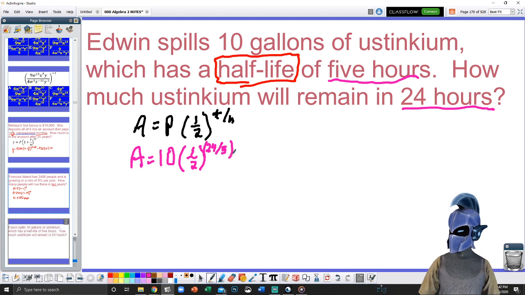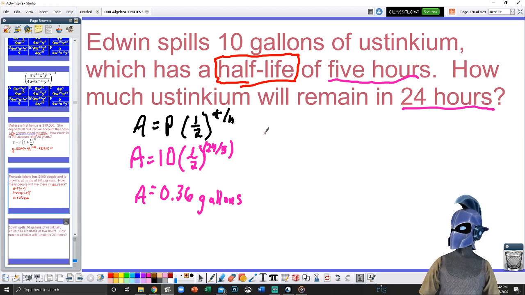So in your calculator, you're typing 10, parentheses, 1/2, and you can use the fraction button if you want a fraction answer. Otherwise, probably a decimal would be making more sense here. So you could do 1 divided by 2 in your calculator. And then exponent key, and then 24 divided by 5. End the parentheses, and you should get 0.36-ish. And this was in gallons, so I'm going to put gallons.